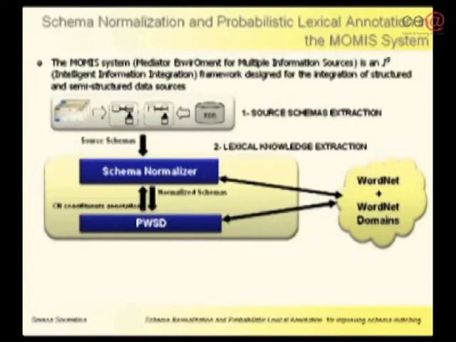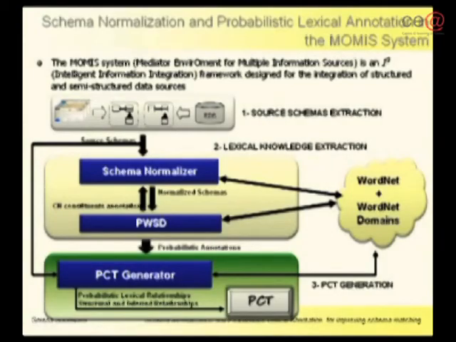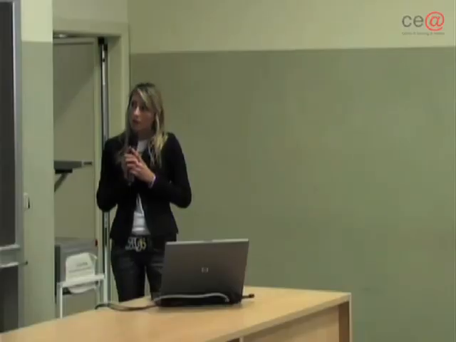Then these schemas represent the input of the second phase, lexical knowledge extraction, and during this phase we perform schema normalization and then probabilistic word-sense disambiguation. At the end, starting from the probabilistic annotation, we are able to derive probabilistic lexical relationships, which are collected together with structural and inferred relationships in the MOMIS component probabilistic common thesaurus.